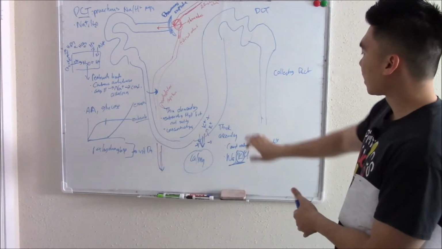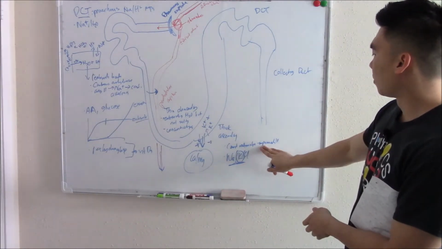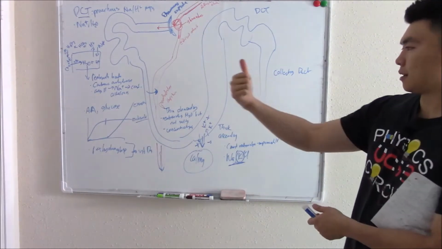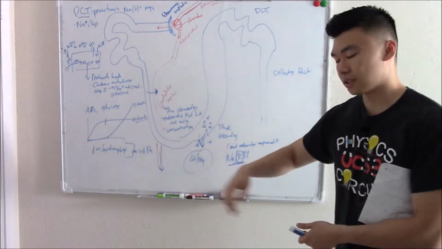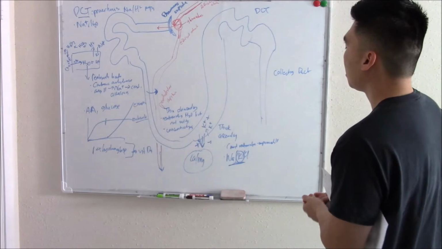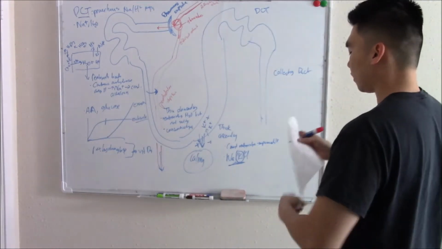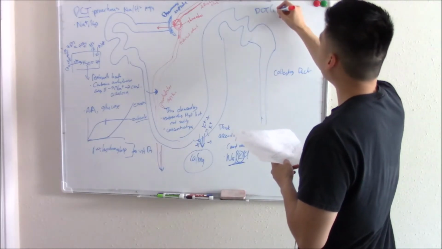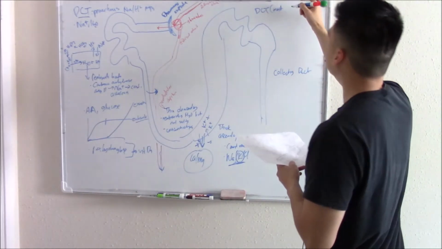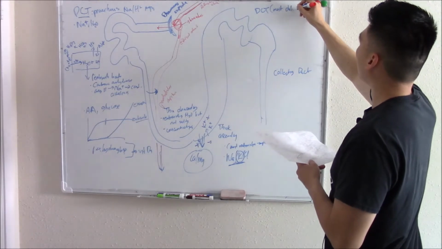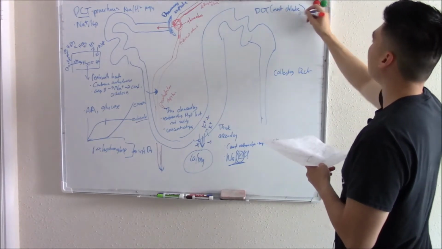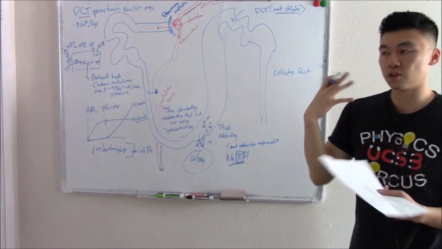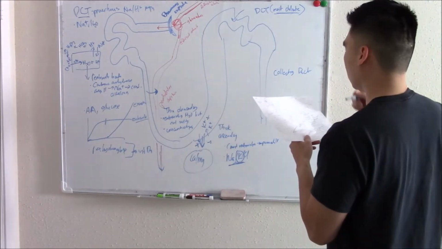So just to recap, your thick ascending limb is impermeable to water, but it loves to absorb salt: Na, K, Cl, and calcium and magnesium. Let's move on up to your distal convoluted tubule. People love to ask this question: where in your tubule is the urine most dilute? It'd be in your distal convoluted tubule. In your distal convoluted tubule, the urine is the most dilute.